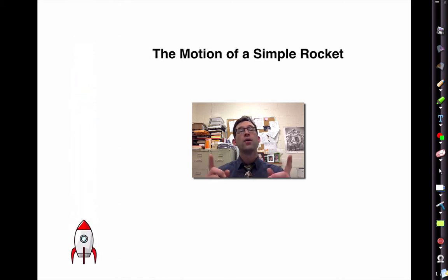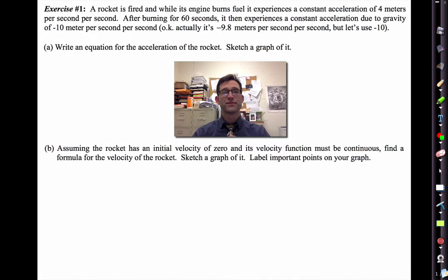All right. We want to model that. We're just going to do one particular problem. We've got a rocket that is fired, and while its engine burns fuel, it experiences a constant acceleration of 4 meters per second squared. Notice a positive constant acceleration. After burning for 60 seconds, that's the length it burns, it then experiences a constant acceleration due to gravity of negative 10 meters per second squared. As a little disclaimer, it's actually negative 9.8, but quite frankly, negative 10 is just a nicer number.